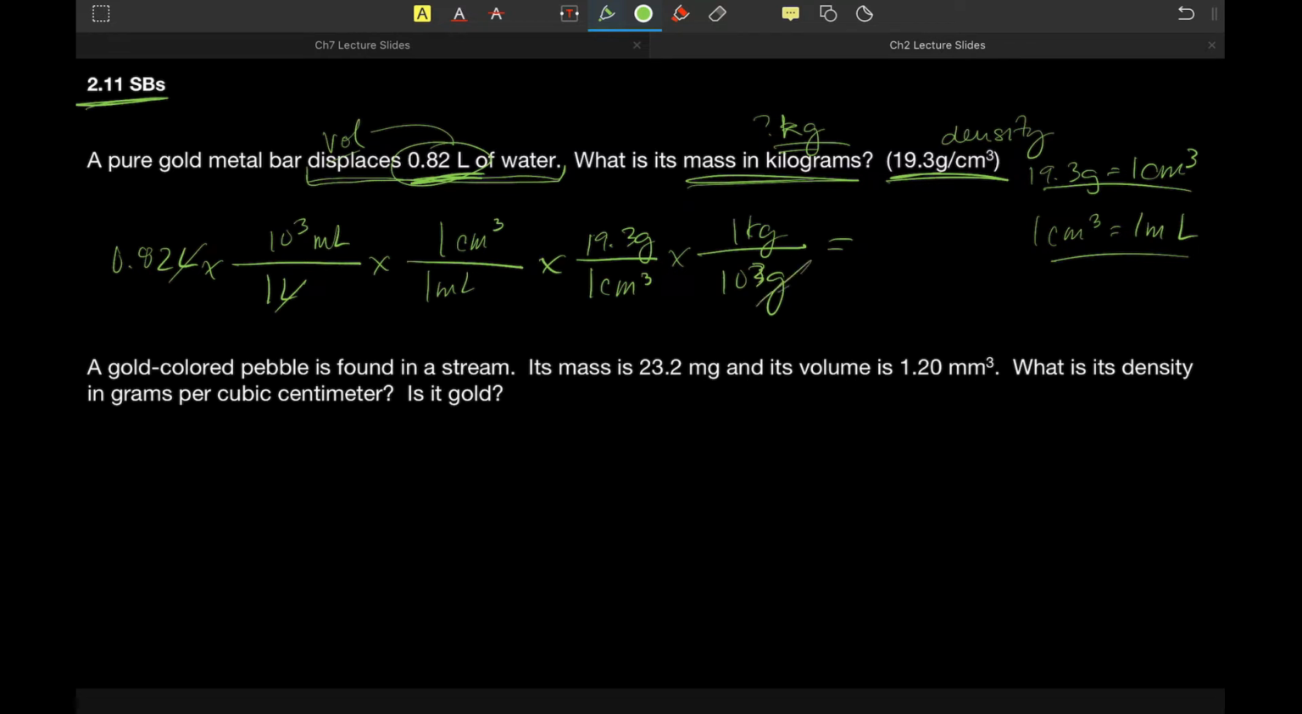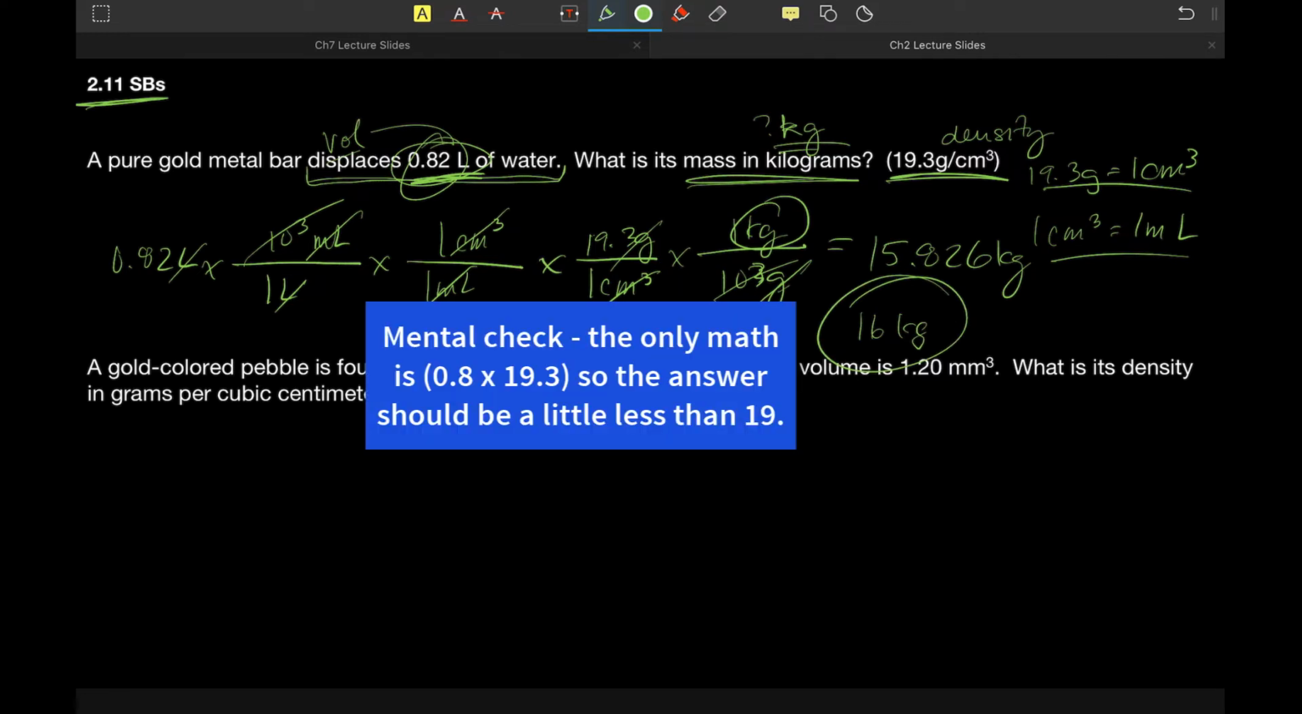Grams cancel, centimeters cubed cancels, mils cancel, and then we just have to make sure we do the math correctly. And we should always take a look at the whole thing because it turns out there's a 10 to the third on top, 10 to the third on bottom, and that actually cancels. And we come up with 15.826 kilograms, which will round to 2 sig figs, so 16 kilograms is the mass of my pure gold metal bar. Yes? All right.